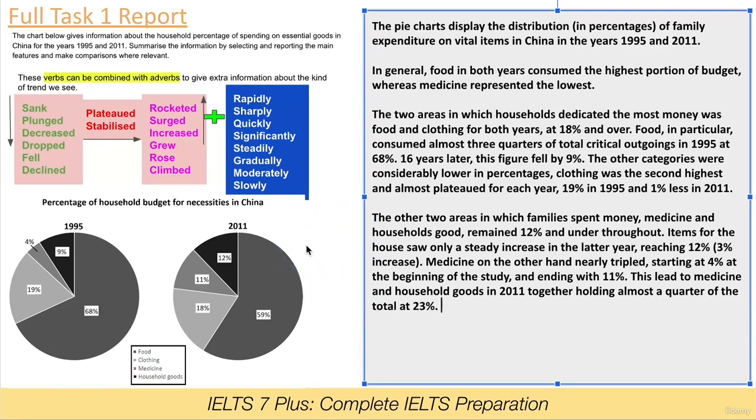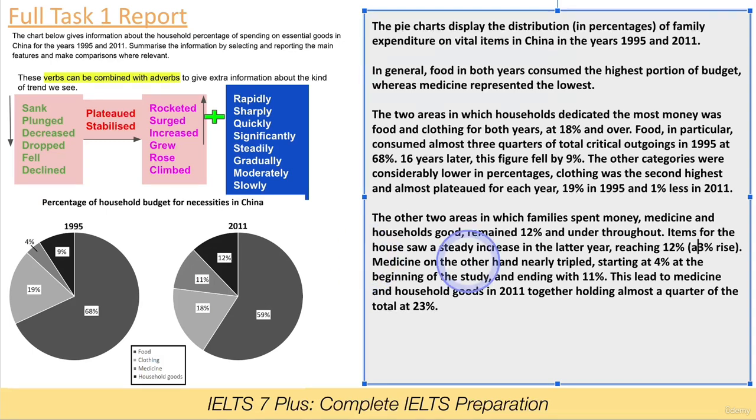Okay, let's read this one back and see how we're doing here. The other two areas in which families spent money, medicine and household goods, remained 12% and under throughout. Items for the house saw only a steady increase. Maybe we could say saw a steady increase in the latter year, reaching 12%, a 3% rise. We don't want to repeat ourselves too much there. Medicine, on the other hand, nearly tripled, starting at 4% at the beginning of the study and ending with 11%. This led to medicine and household goods in 2011 together holding almost a quarter of the total at 23%.